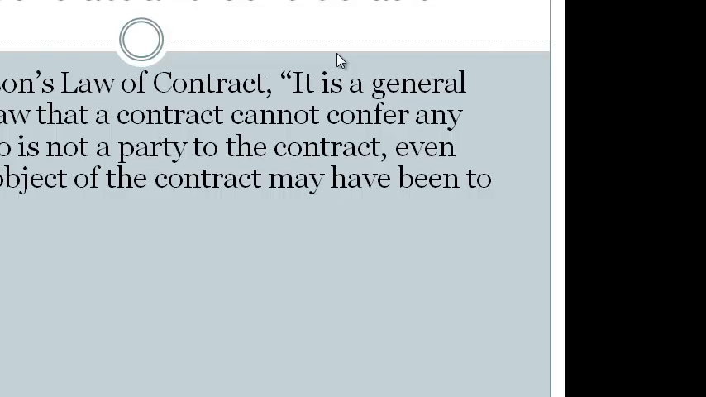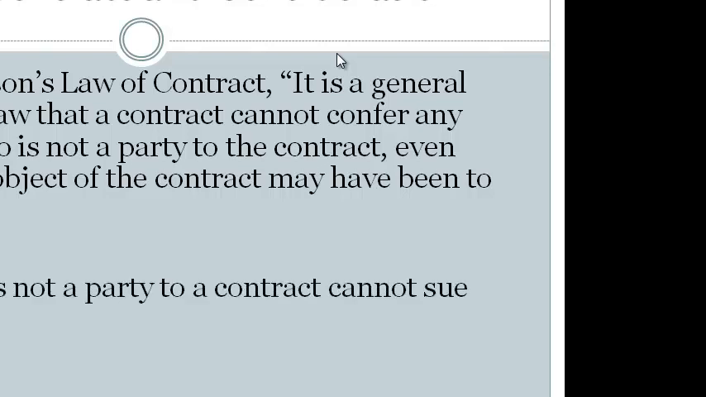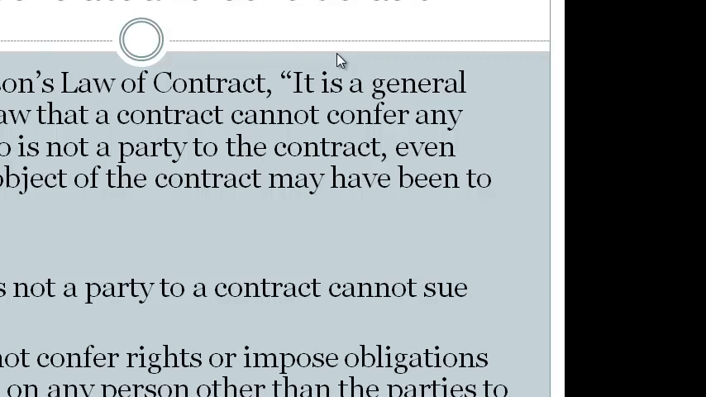So the law mentions, as Anson quotes, it is a general rule of English law that a contract cannot confer any right on one who is not a party to the contract, even though the very object of the contract may have been to benefit him. Okay. So even if there is a benefit, if a third party gets involved, that third party cannot sue. A person who is not a party to the contract cannot sue upon it.